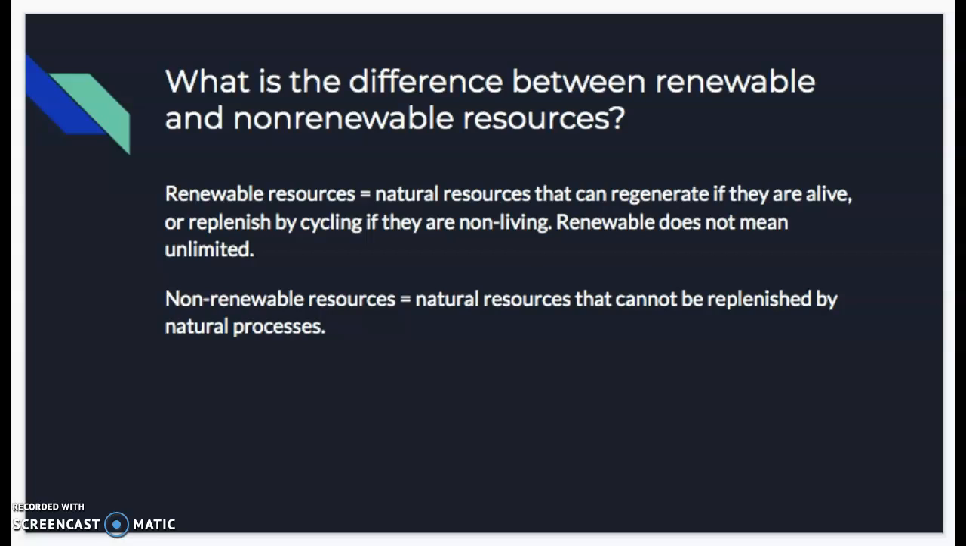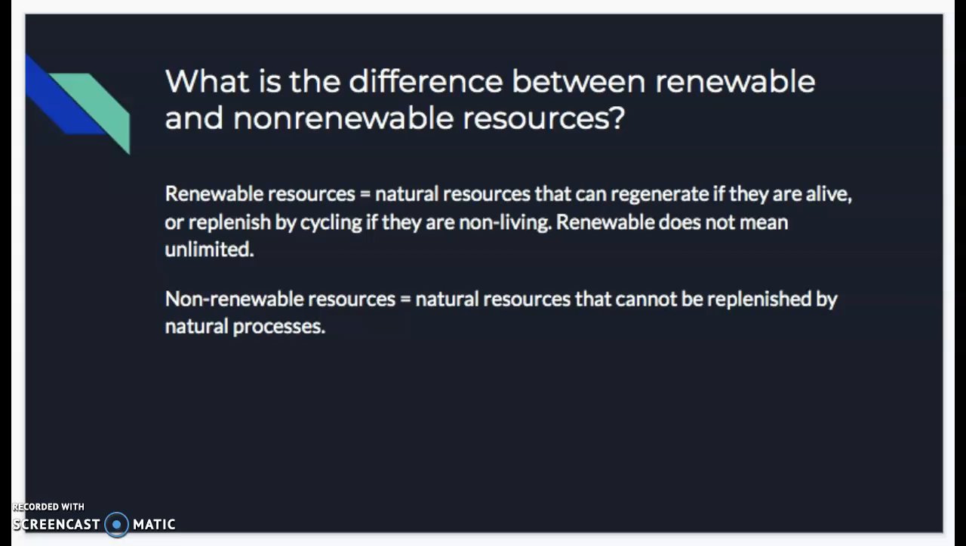It's really important to note that renewable does not mean unlimited. Yes, they can regenerate over time, but oftentimes it takes a little bit of time for that to happen. And if we use these resources to the point where they can't produce enough to keep up with it, they will eventually die off, or they will eventually disappear. So keep that in mind. They're renewable, not unlimited.